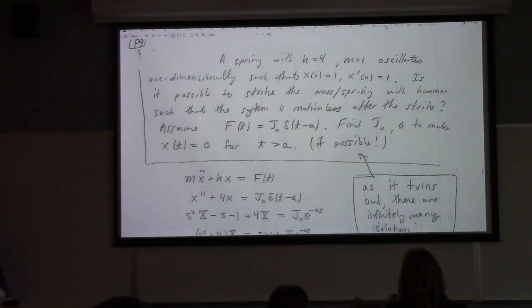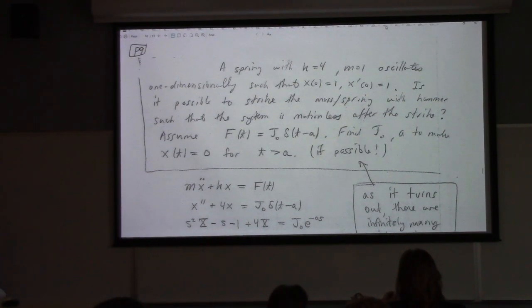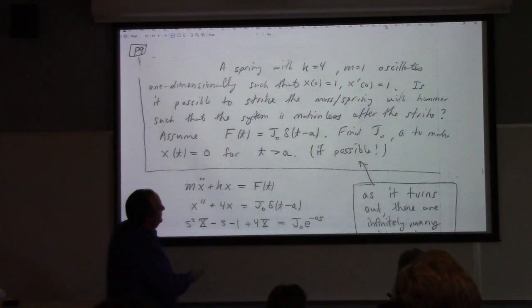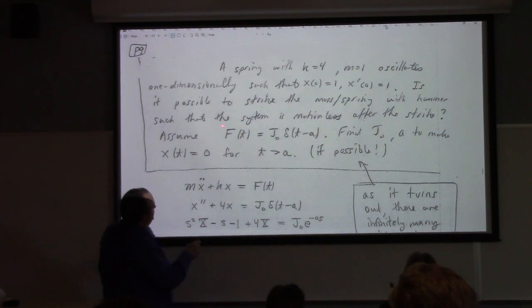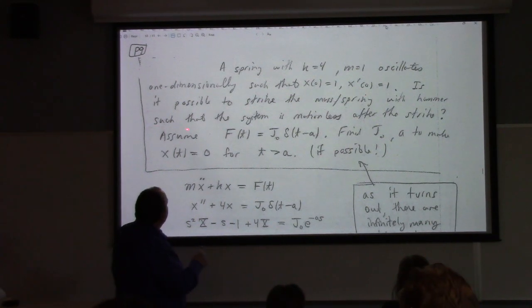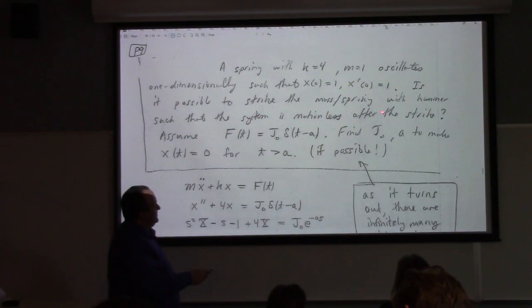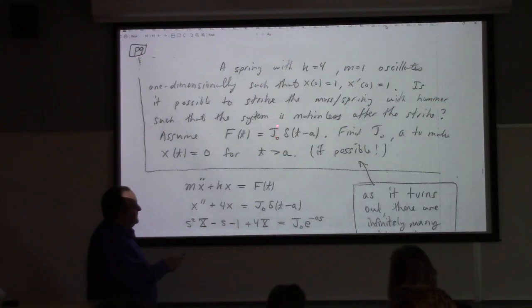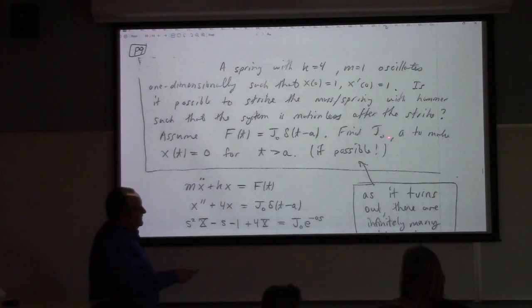Here's the old spring. You have a spring mass problem. It oscillates one-dimensionally. I give initial conditions. I say, is it possible to strike the mass spring with a hammer such that the system is motionless after the strike? So we're going to assume that we give it an impulse, J naught hammer strike at time A. Can I find a J naught and A to make it such that x of t is equal to 0 for t after time A?